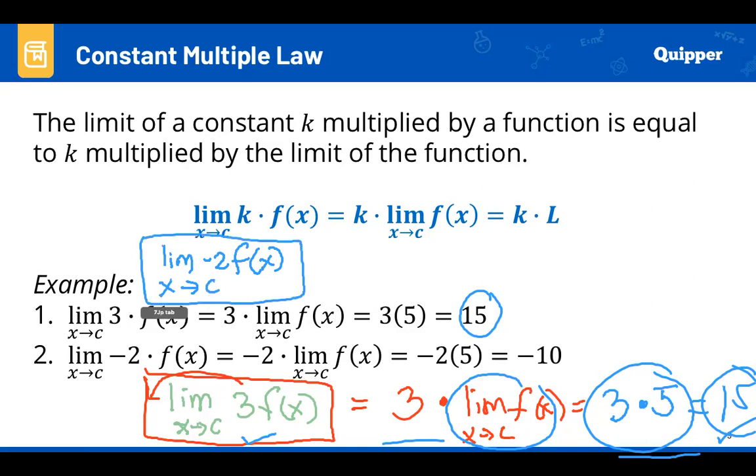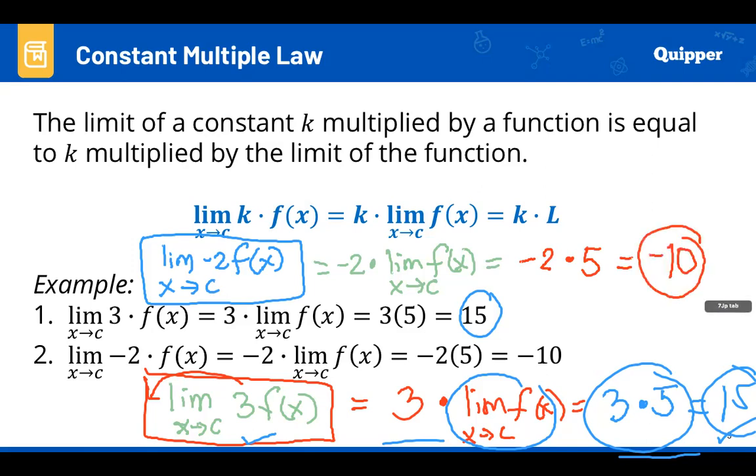And then, we will just move negative 2 outside, so it will become negative 2 multiplied by the limit of f of x if x approaching c equals. Then, we all know that the limit of f of x approaching c is 5, so I will just change the 1 into 5. So negative 2 multiplied by 5. And if we find the product, the answer will be negative 10. That's why we got negative 10 here. Okay? As simple as that. That is the constant multiple law.